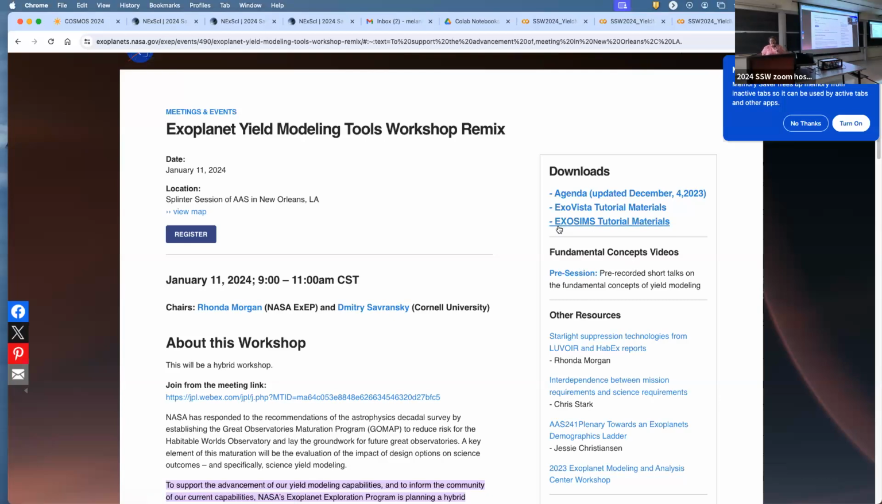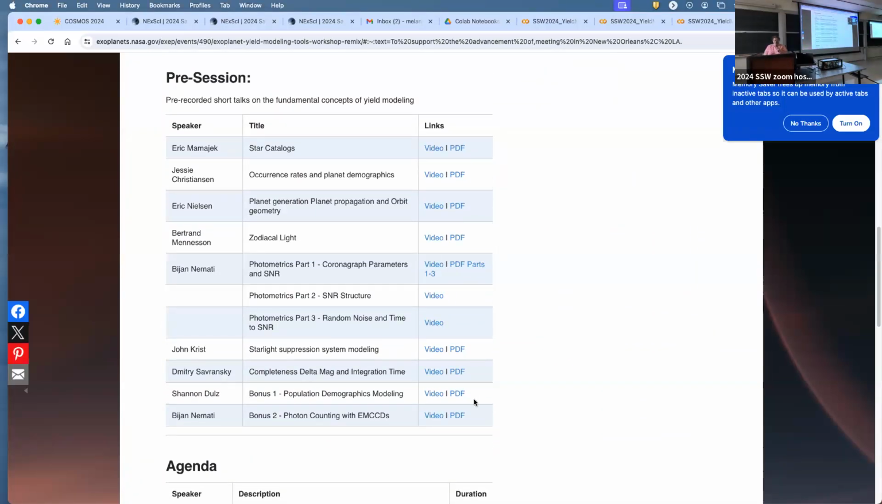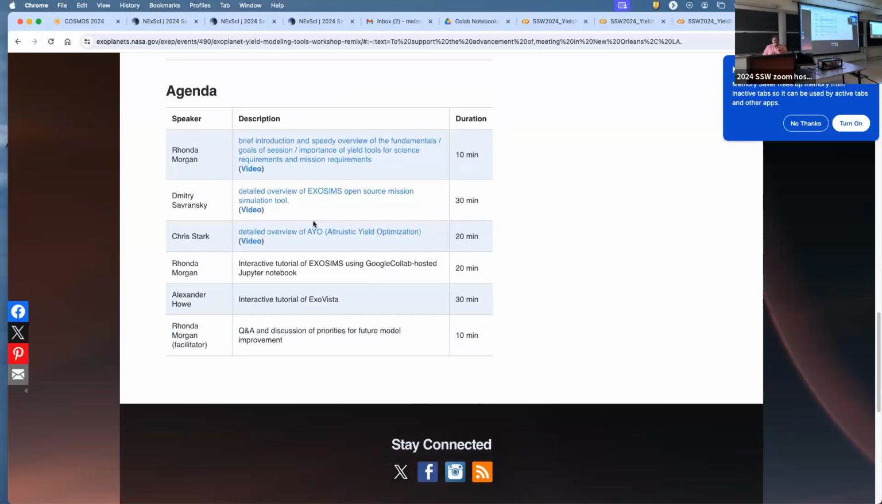And then there's a tutorial here on EXOSIMS and how to get started on EXOSIMS. If you want an overview of what EXOSIMS is like, there are also recorded talks down here. Dmitry gave a half-hour deep dive on EXOSIMS, and then Chris Stark gave a 20-minute deep dive on AYO. And then there's also a tutorial on ExoVista, the image simulator. So these are also resources for you.